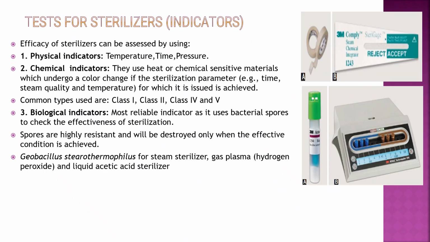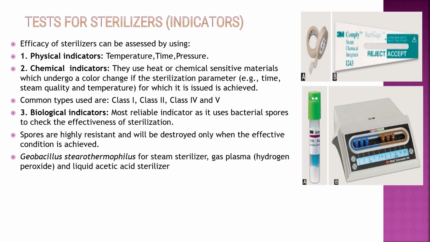Tests for sterilizers: the indicators. Physical indicators: time, temperature, pressure. Chemical indicators use heat or chemical sensitive material which undergoes a color change if the sterilization parameters, that is time, steam quality, temperature, for which it is issued are achieved. Common types are class 1, class 2, class 4 and class 5.